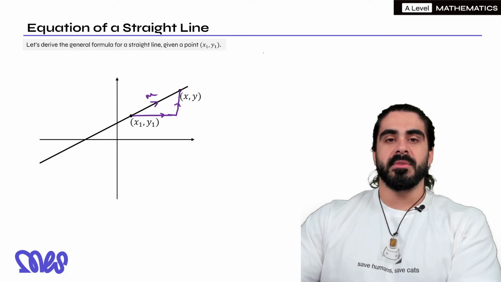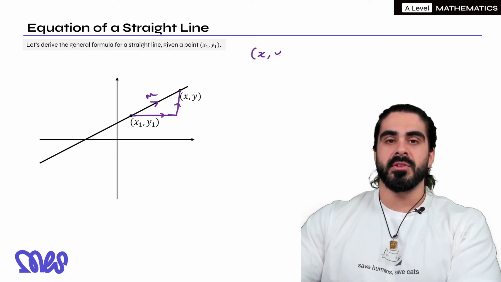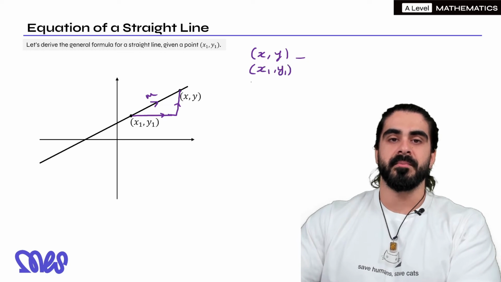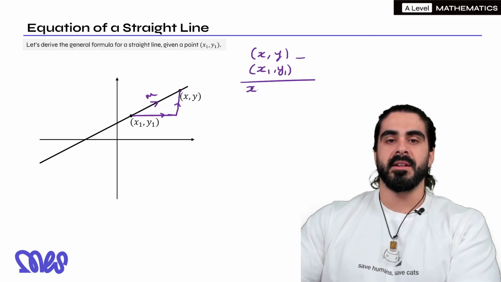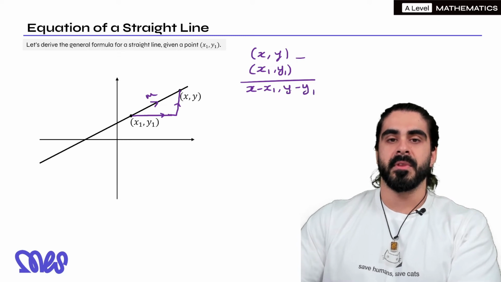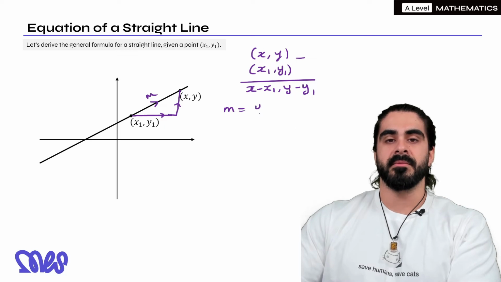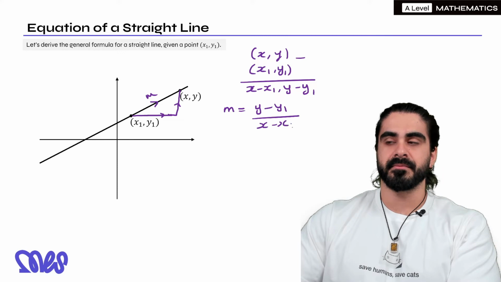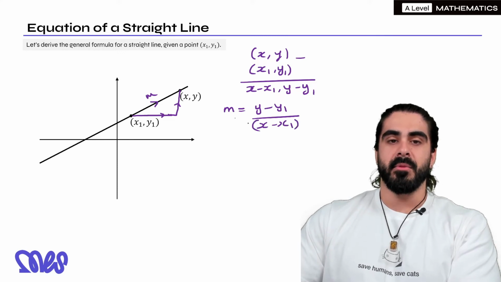So let's find the gradient between them. We subtract the coordinates. So we'll do x, y minus x1, y1. So we'd have x minus x1 and y minus y1. So the gradient m is the change in y divided by the change in x. Now what we do is we just times through by the denominator. So we put a bracket and multiply it through.